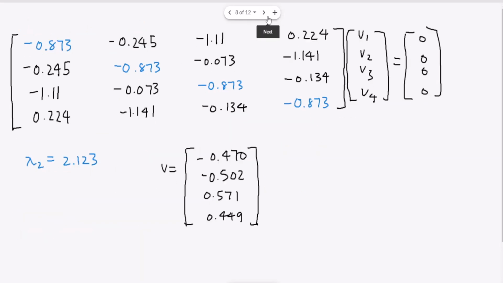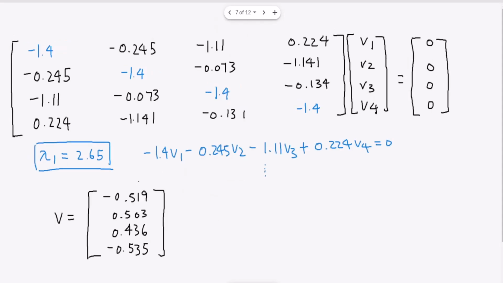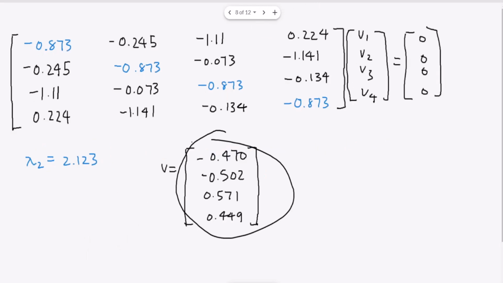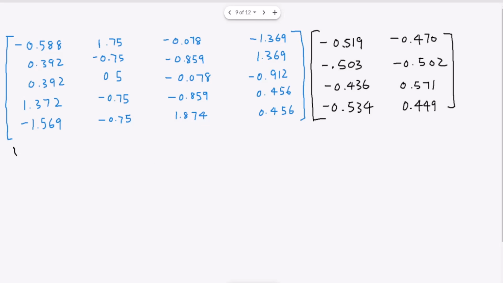Okay, so going back, we have computed our principal components. This is eigenvector 1, this is eigenvector 2. But we haven't done anything to our original data yet, right? So that's what we're going to do now. So what is this data set? This data set was our standardized data set, right?